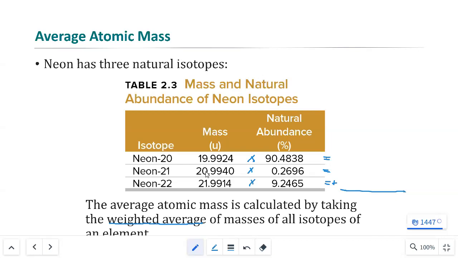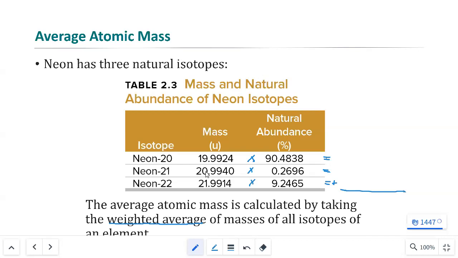One out of every 250 atoms of neon is that particular isotope. And yet, if I have a sample that has millions upon millions of atoms in it, you're going to know that some of them are neon 21. So how do we account for that?